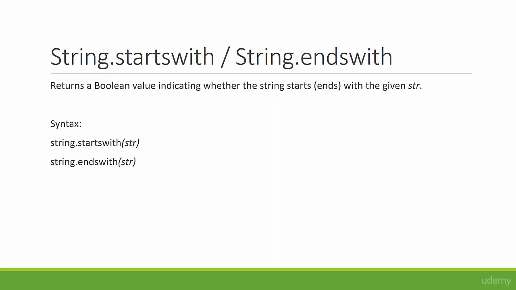Last, we have the startswith and endswith functions. These are similar. The startswith function returns a Boolean value indicating whether the string starts with a given string, whereas the endswith function just indicates whether the string ends with the given string. Okay, so that's the basics about these functions. Next, we're going to see some examples on how to use them and when to use them.